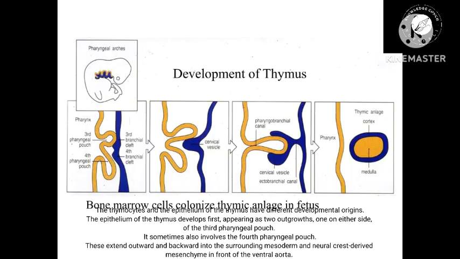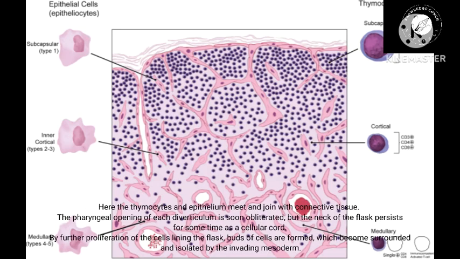The thymocytes and the epithelium of the thymus have different developmental origins. The epithelium of the thymus develops first, appearing as 2 outgrowths, one on either side, of the 3rd pharyngeal pouch. It sometimes also involves the 4th pharyngeal pouch. These extend outward and backward into the surrounding mesoderm and neural crest-derived mesenchyme in front of the ventral aorta. Here the thymocytes and epithelium meet and join with connective tissue.